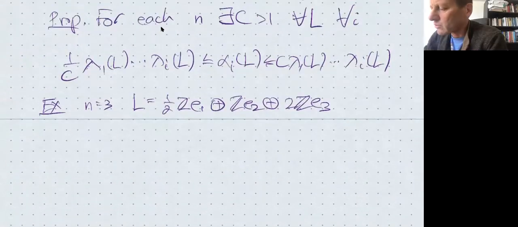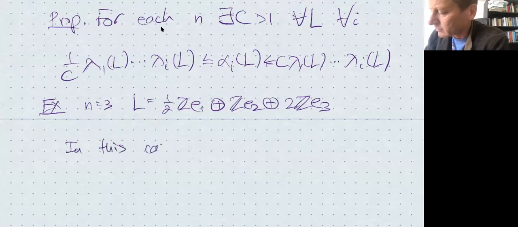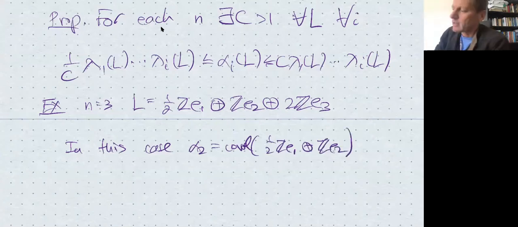So let's talk about alpha 2 for a moment. Alpha 2 is the smallest co-volume of a rank 2 sublattice. And in this case, alpha 2 will be the co-volume of the lattice generated by the first two of these vectors, the shortest vector and the next shortest vector. And if you think about it, you're not going to be able to find any other sublattice in L which has a smaller co-volume. And the co-volume here is exactly 1/2, which is the product of lambda 1 and lambda 2.